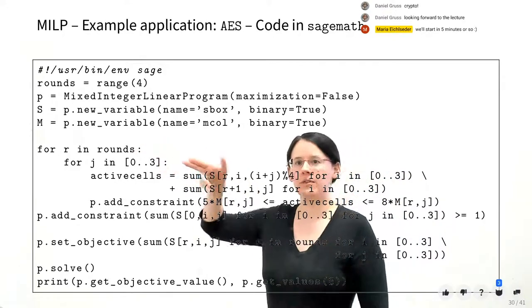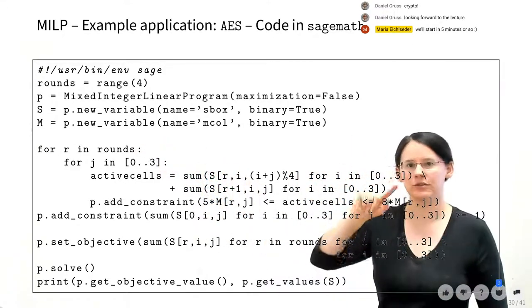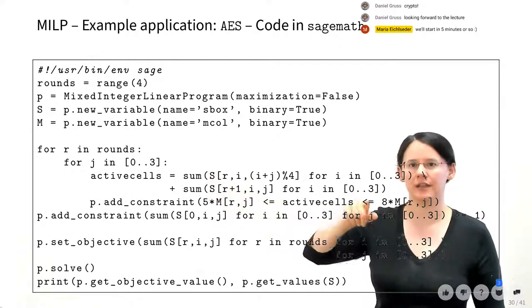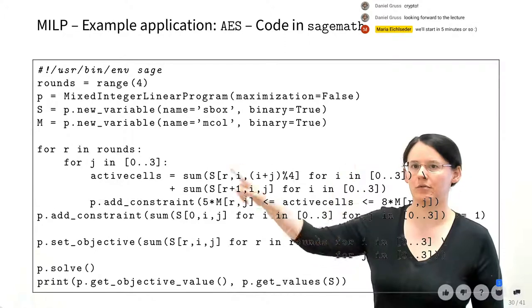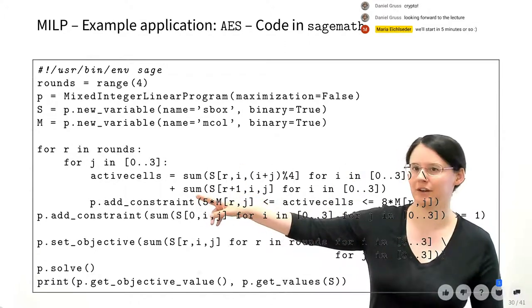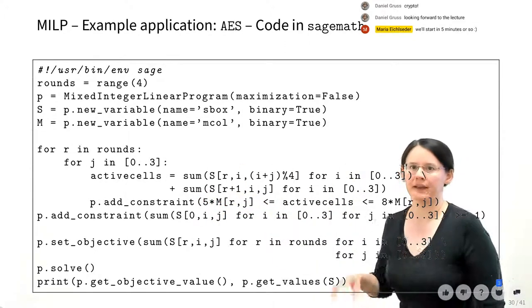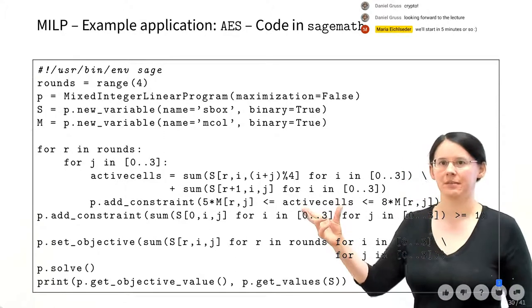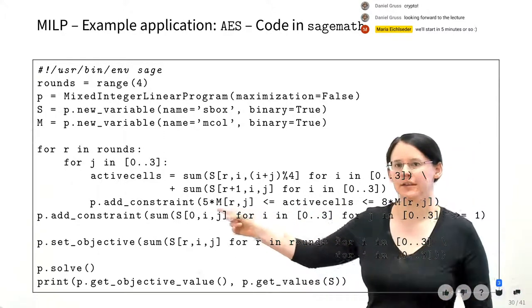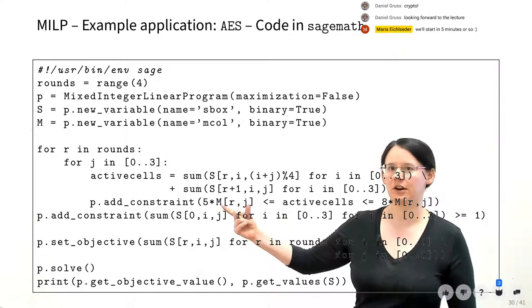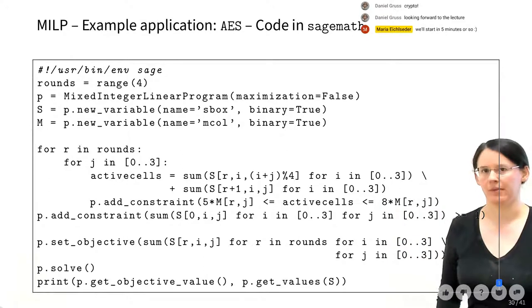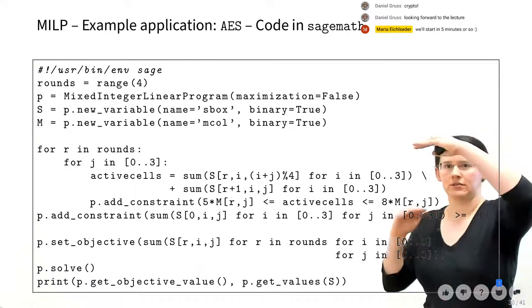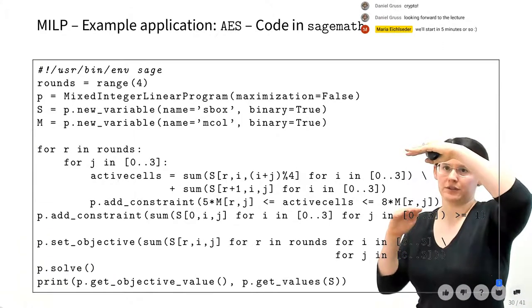So for each round and for each column, we have this constraint about the input and output cells of mixed columns. Here's the sum of all of them. You can use simply the sum function. And now we have the constraint. So we want that this sum is at least as large as 5 times our mixed columns decision variables, and at most 8 times our decision variable for round R and column J. So this describes the entirety of the round functions.